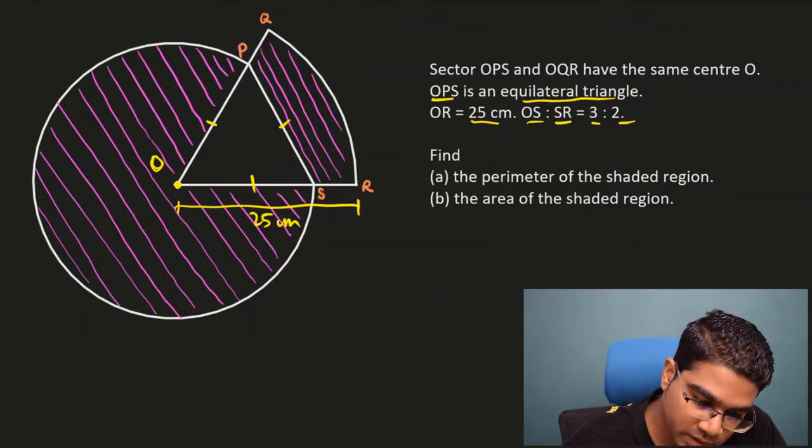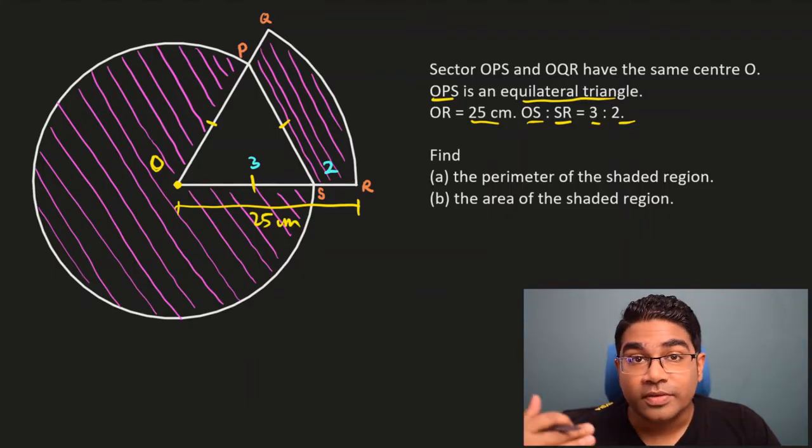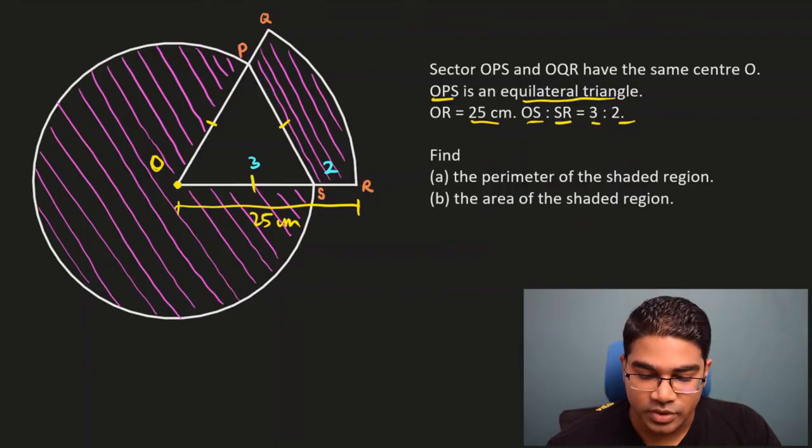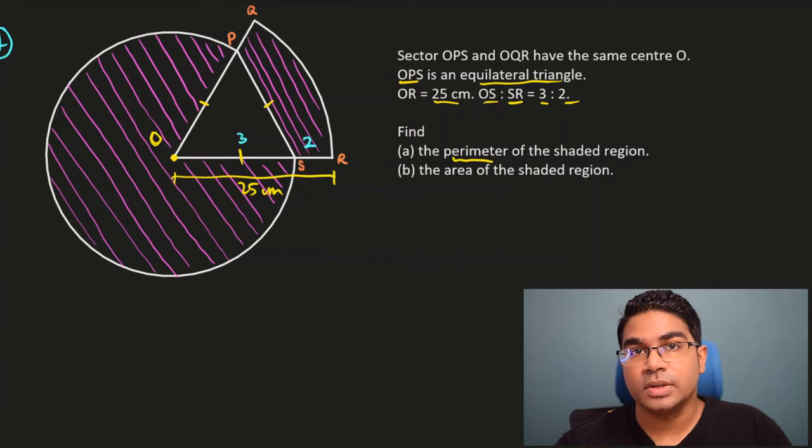My students often get confused. This is a ratio. This is not the actual length. This is just a ratio of the lengths. We need to find the length later using the ratio. The first question is to find the perimeter of the shaded region. So let's find the perimeter.